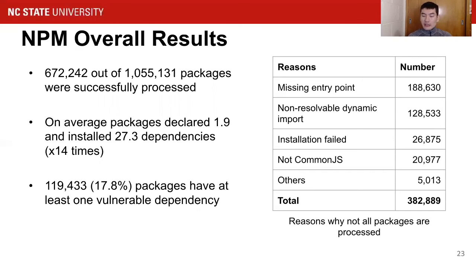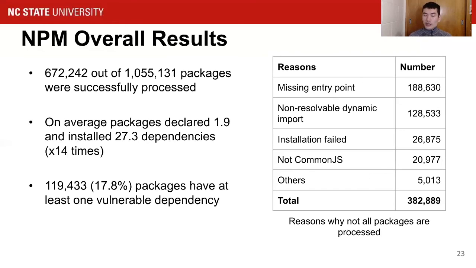So the main reasons were missing the entry point for the 88,000 packages, which means the package didn't declare any kind of entry point and the MININODE couldn't find it. Another reason is we couldn't resolve statically the value for the dynamic import. So if we find any kind of dynamic import that we cannot statically resolve, basically we say that, okay, we cannot reduce this package without breaking it. So we have 128,000 cases.